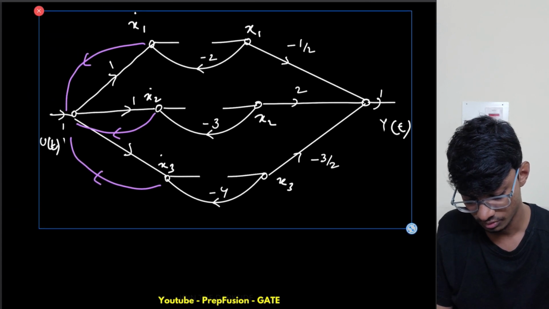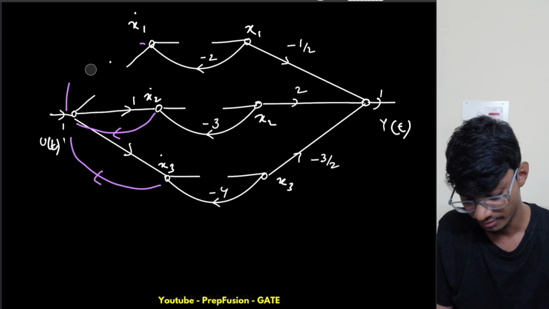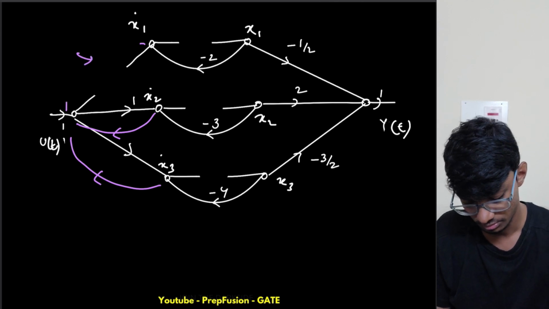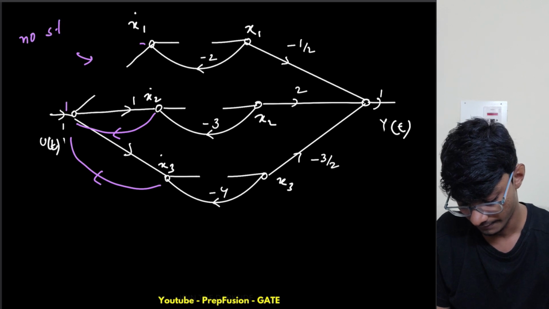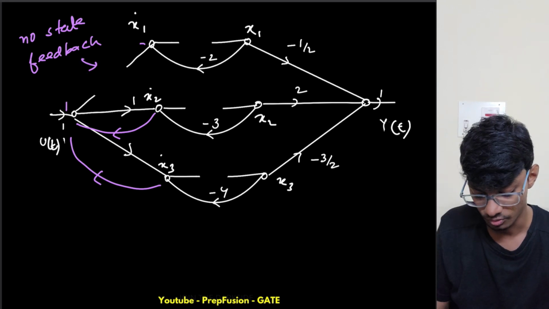So if that is 0, now I won't be able to get feedback from this state. I won't be able to get feedback. No state feedback. Hence, what does this mean? This means basically my system is not controllable.